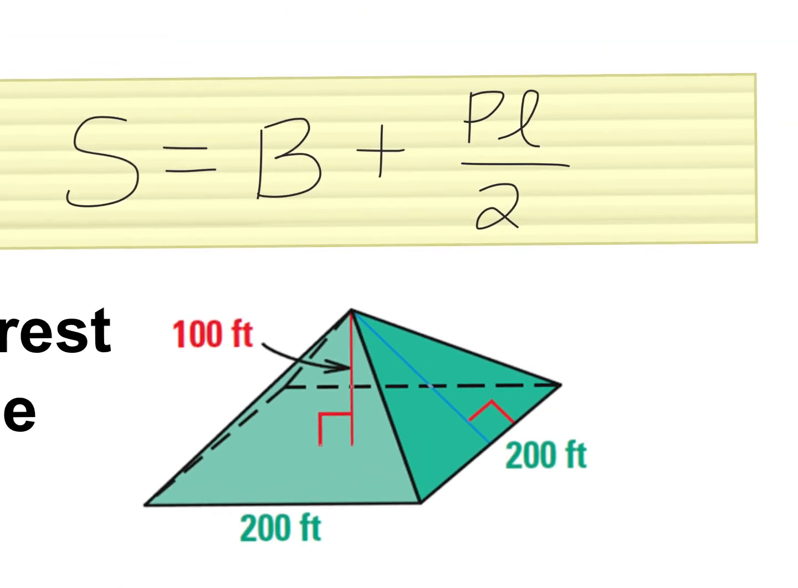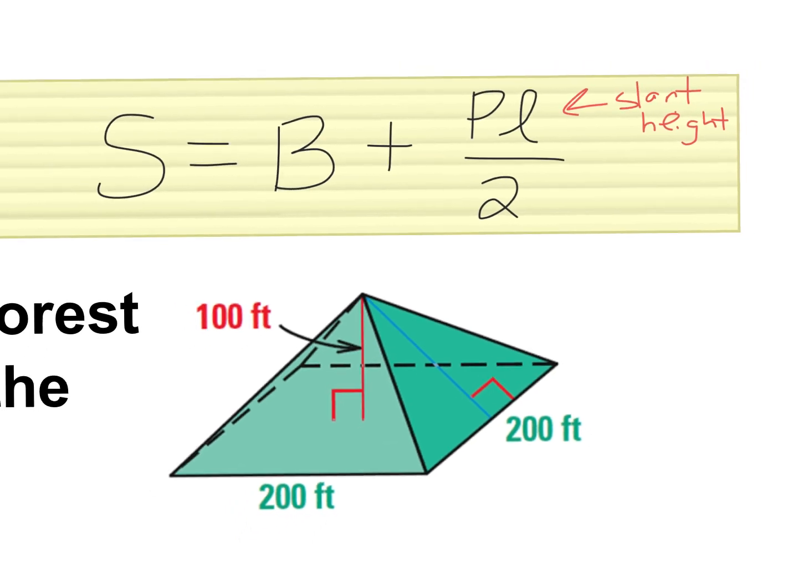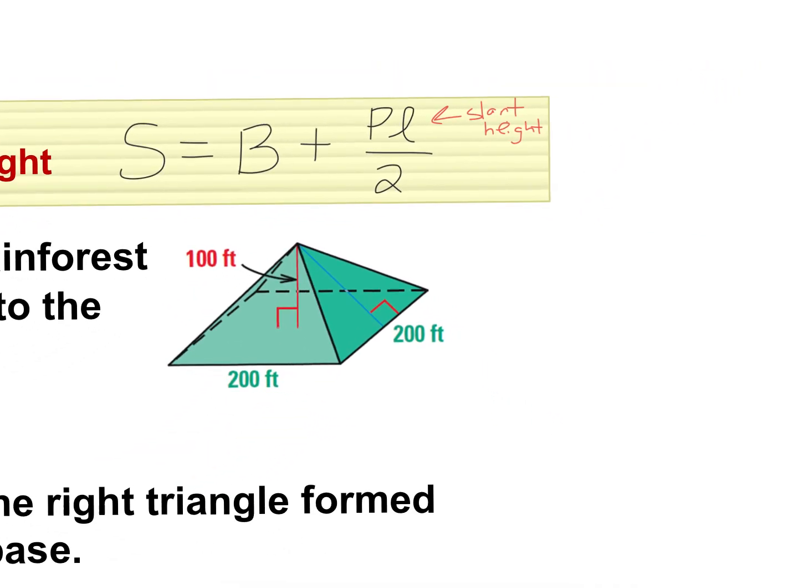So that cursive L is known as the slant height. So everyone label that slant height. It's the height up the pyramid. But everything else we know. Okay, so how do I find capital B, or what is capital B?